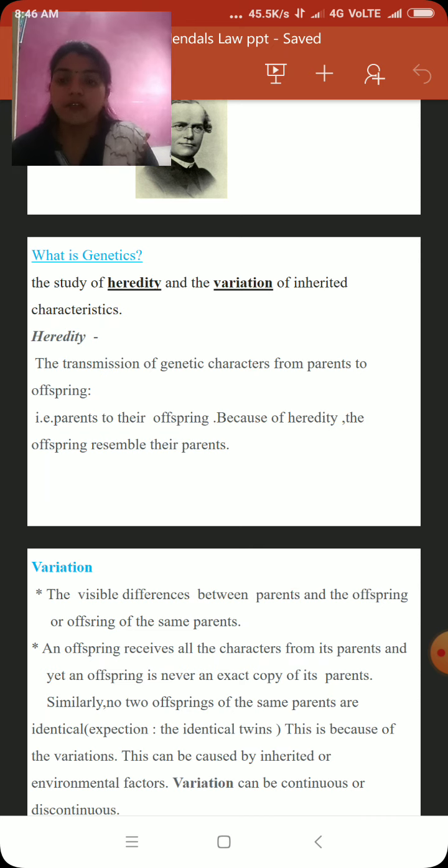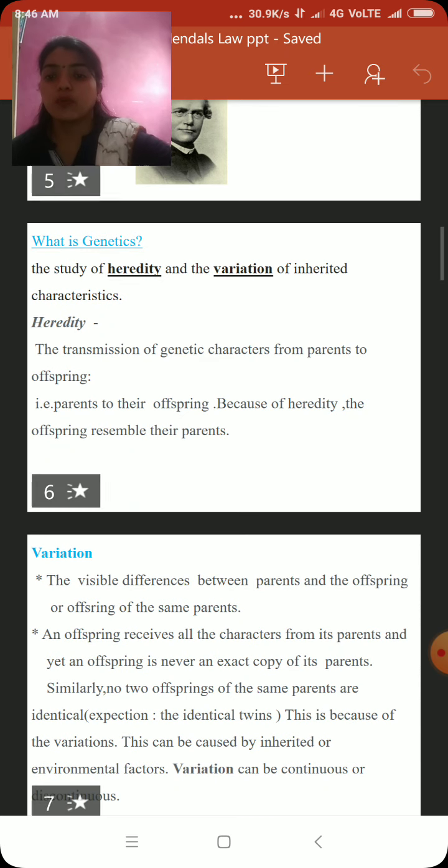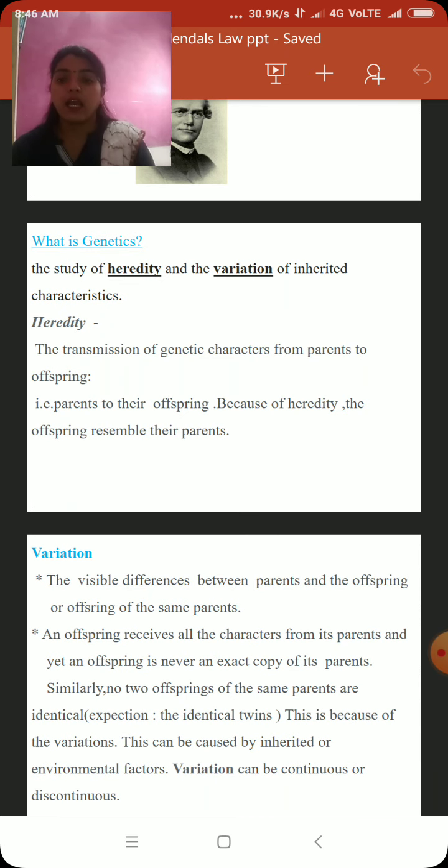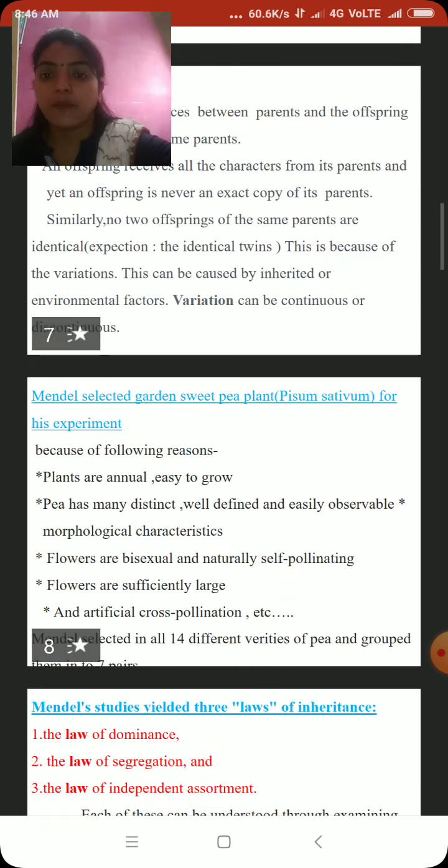Next is variation. The visible difference between the parents and the offspring, or between offspring of the same parents, is known as variation. An offspring receives all the characters from its parents, but it is never an exact copy of its parent. Similarly, no two offspring of the same parents are identical, but there is an exception: identical twins. So that is about variation.